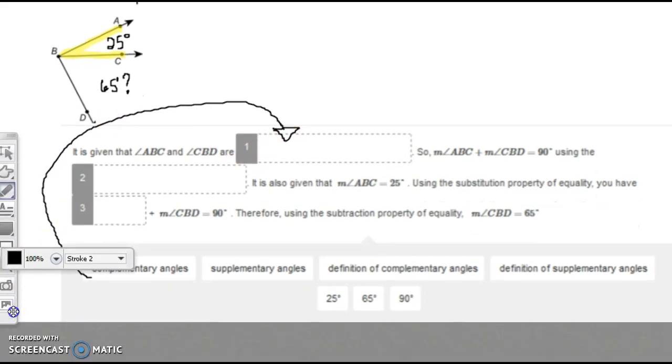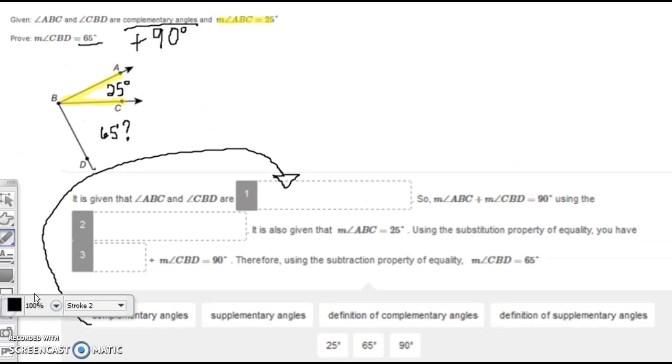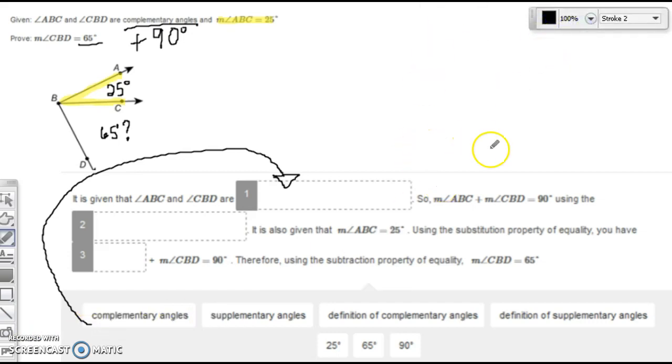And then it says, oops, didn't mean to do that, I meant to move this. Well, maybe I can't. There we go. Get that out of the way. All right. And then it says, so the measure of ABC plus the measure of CBD has to equal 90 degrees. Well, remember, we have to base it on what we just said. We just said that they're complementary angles. So we can add them up and set them equal to 90 using the definition of complementary angles.